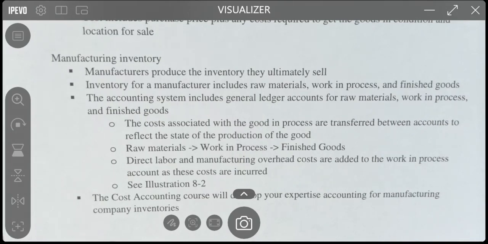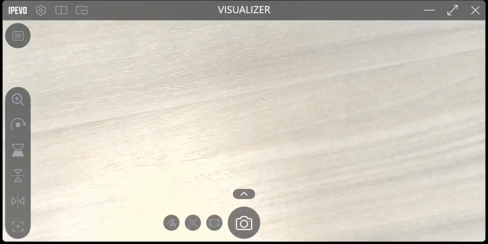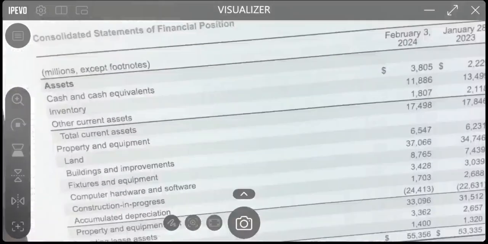Now, in this course, we're primarily going to use and examine retail inventory for retailers, inventory in the finished goods state. But we have a whole course devoted primarily to manufacturing companies, and that's the cost accounting course, where we'll develop your expertise accounting for manufacturing company operations, including the production of their inventory. Okay. So let's take a look at what this looks like in the real world.